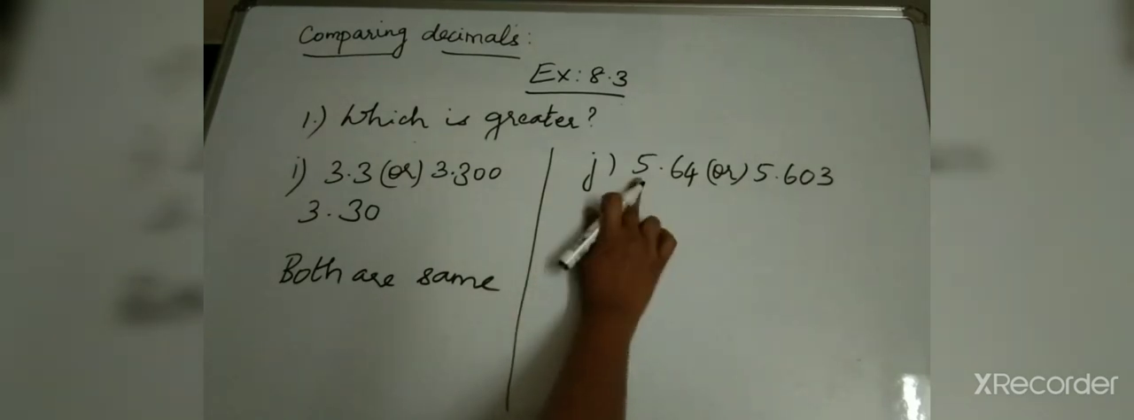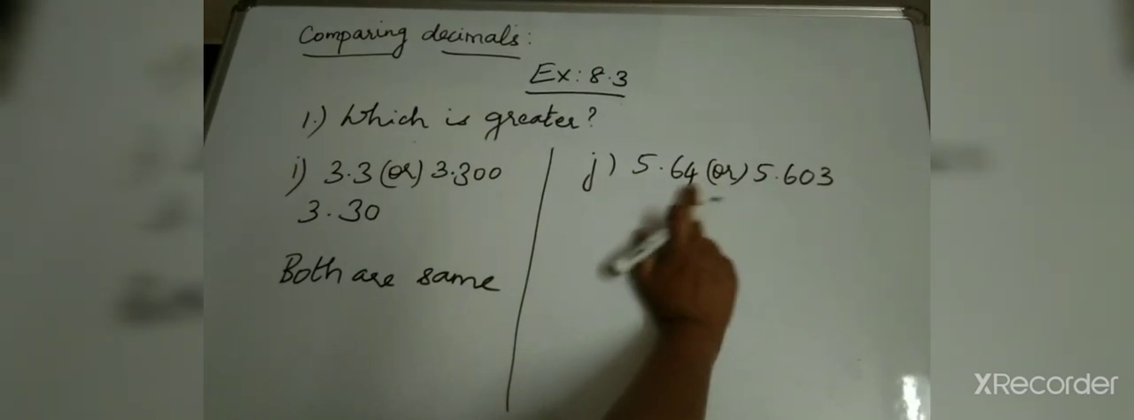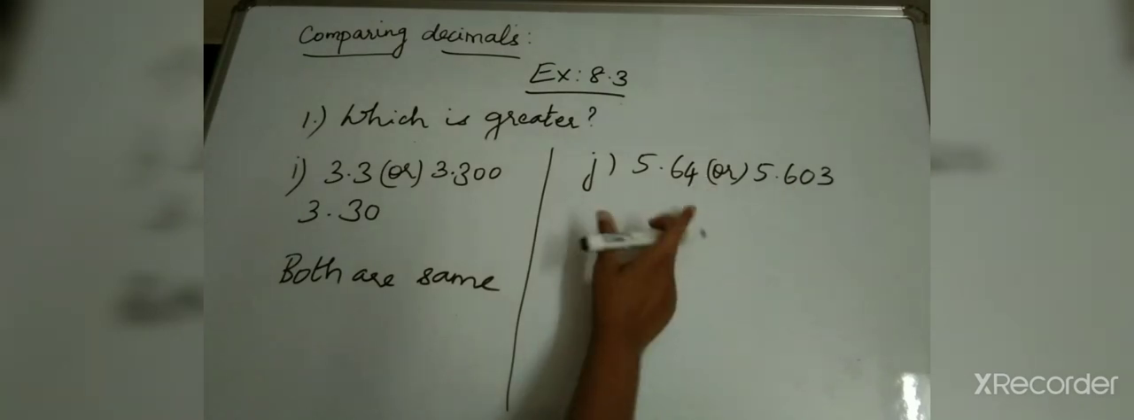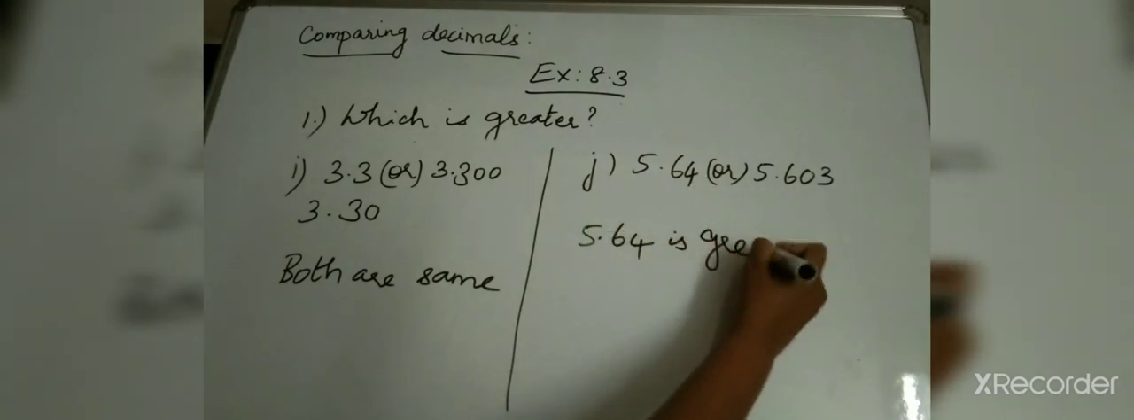Okay, now next one, 5.64 or 5.603. Okay, here you have 5, here also 5. Next digit 6 and 6, both are same. Next one, 4 and 0. So which is greater? 4 is greater. So 5.64 is greater. Clear how to compare decimals, two decimals?